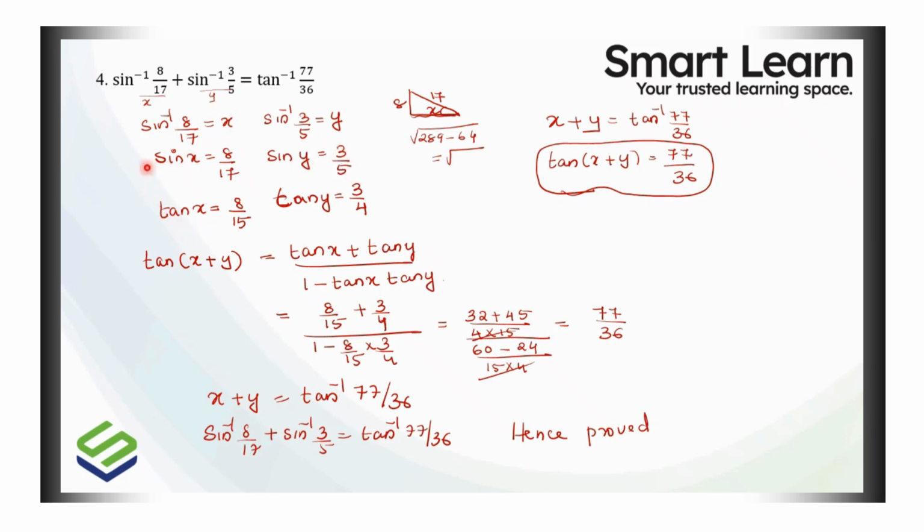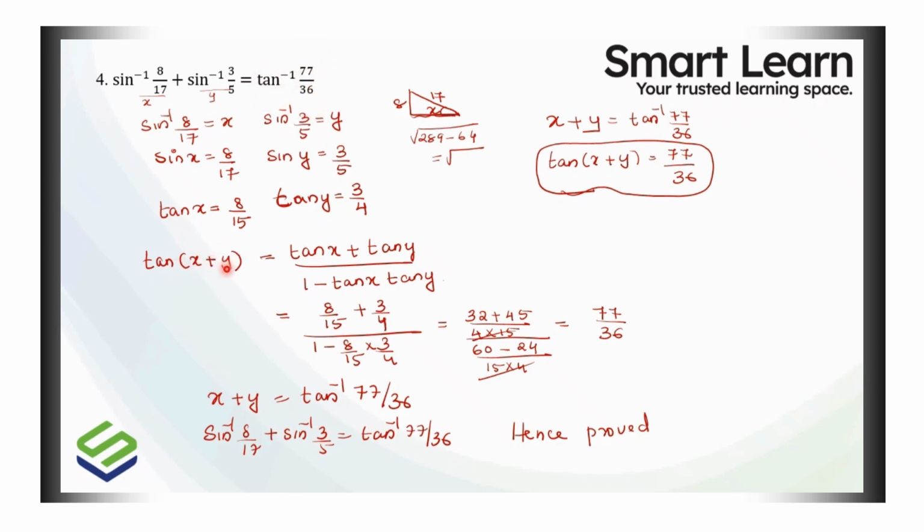In this I can write tan x. So what will be tan x? Hypotenuse 17, opposite 8, so the adjacent side will be 15. So you can write it as opposite side by adjacent side, so 8 by 15. Tan y is also the same: 3, 4, 5, so 3 by 4. Now you write x plus y, then you take tan on both sides. So you will get on the LHS tan of x plus y. RHS is tan of tan inverse 77 by 36.